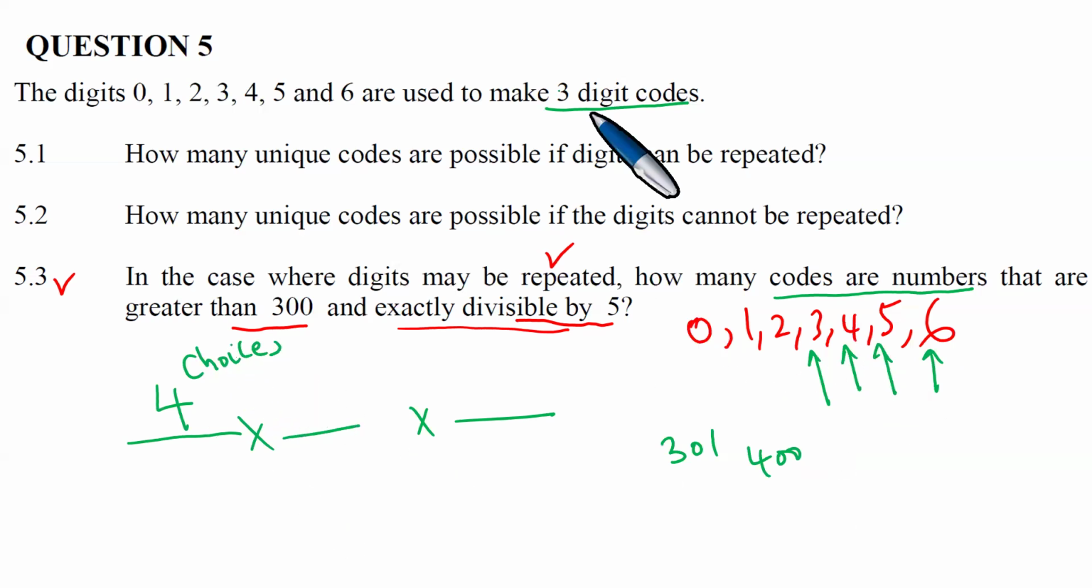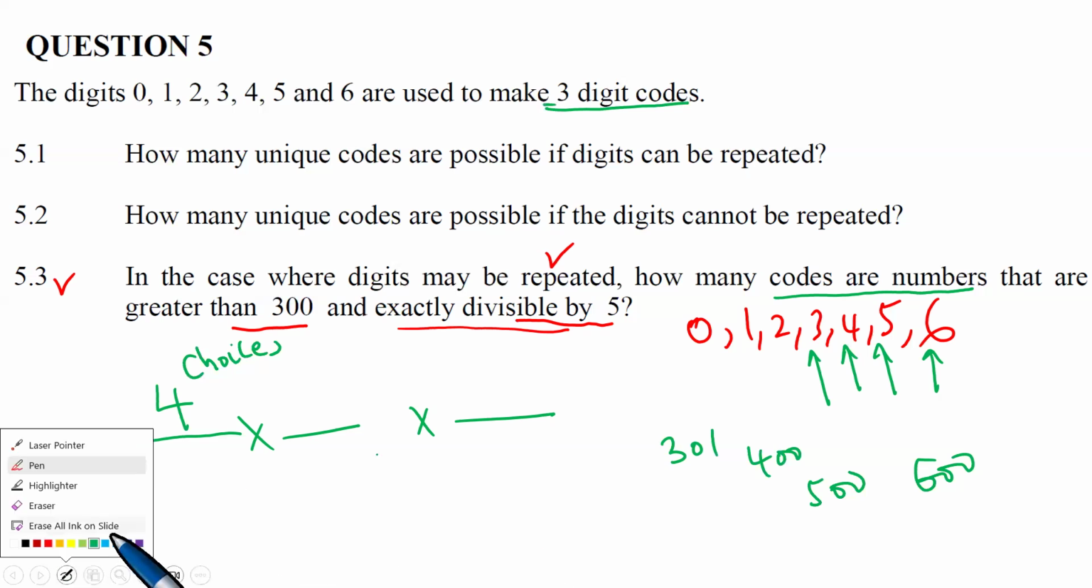Because if these numbers are 3-digit numbers, but they can be greater than 300, the number can be like 301, can be 400, can be 500. If it starts with 5, can be 600 if it starts with 6. You get it? Okay.